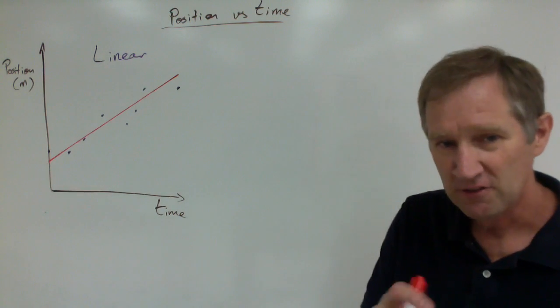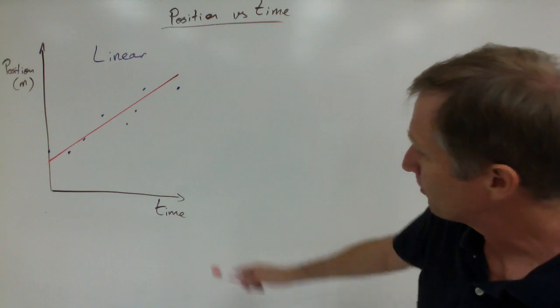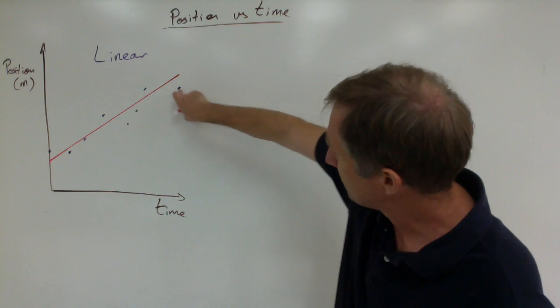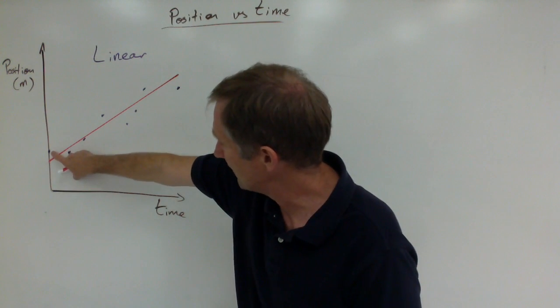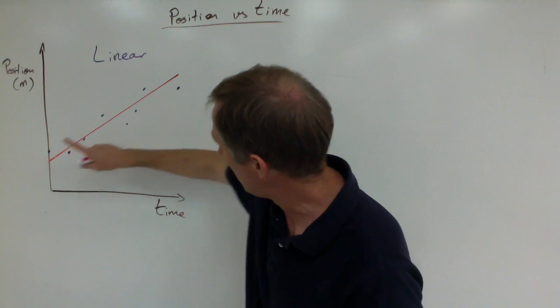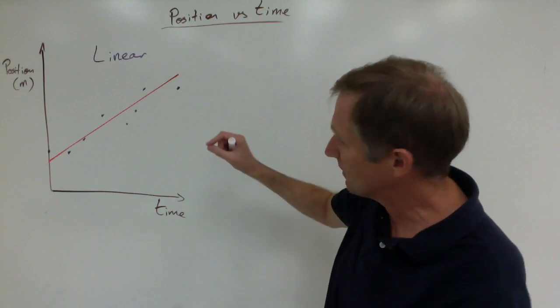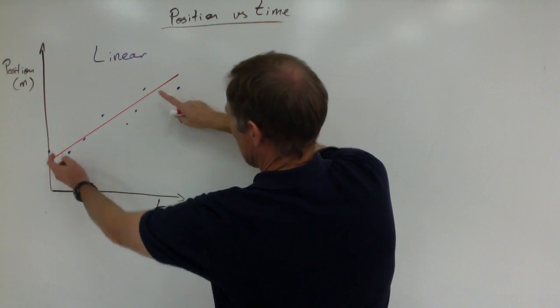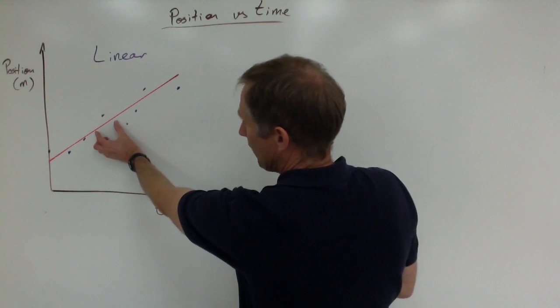Again, for the AP class, this is really important. When you're finding the slope, they are looking for this on the AP test. Don't pick points off of your data table. Pick points off of the line. And you want them to be as far apart as practical to get the slope. Don't do two points close together.